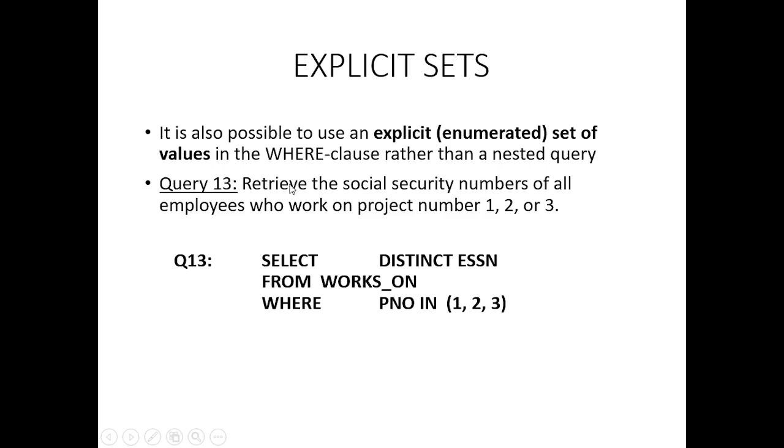So that is, for example, retrieve the social security numbers of all employees who work on project number 1, 2, or 3. So we can have an explicit set of values here. So for example, select distinct ESSN from works on where PNO in 1, 2, 3. Okay, so that's what it says. Who work on project number 1, 2, or 3. That is, select distinct ESSN from works on where PNO in 1, 2, 3.